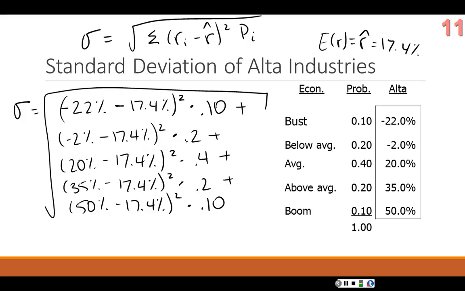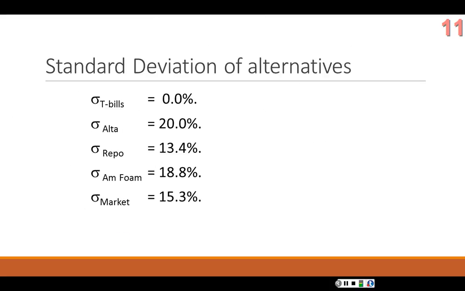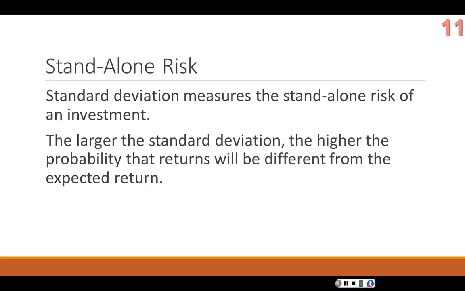If you calculate this out, you'll get 20%. We can do that for each of our different investment alternatives. And we know that the larger the standard deviation, the higher the probability that the returns will be different from the expected return. This measures the standalone risk of an investment. So how much risk does this investment hold by itself?